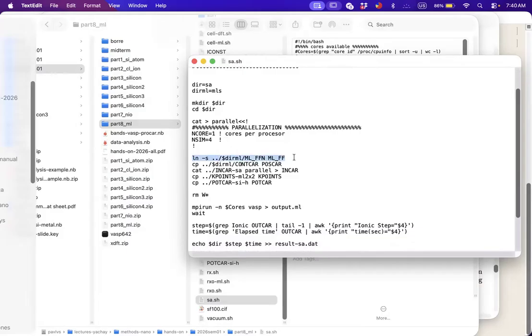First of all, let's understand what it's going to do. It's going to make a symbolic link of this file, that is the force field that we created during the machine learning of the slab, of the surface. That's the reason why it looks in the MLS for this file. Also, it's going to copy the CONTCAR file you generated in the last step of your machine learning training to the POSCAR file, and it's going to use this INCAR SA.